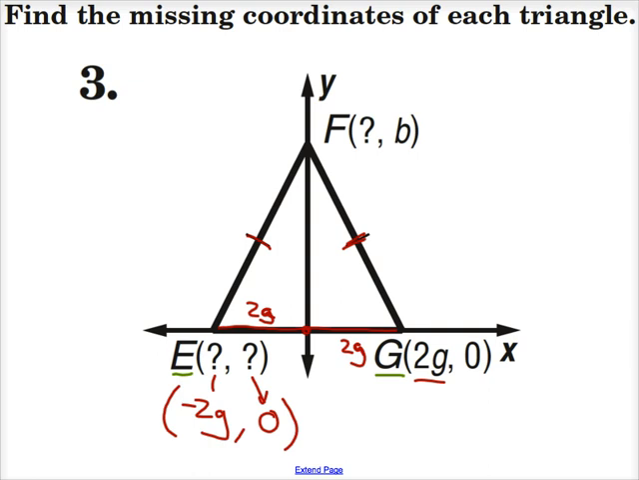Now to find the x-coordinate for F, I see that that point lies on the y-axis. In other words, its x-coordinate must be 0. And so the coordinates for point F would be 0, b.